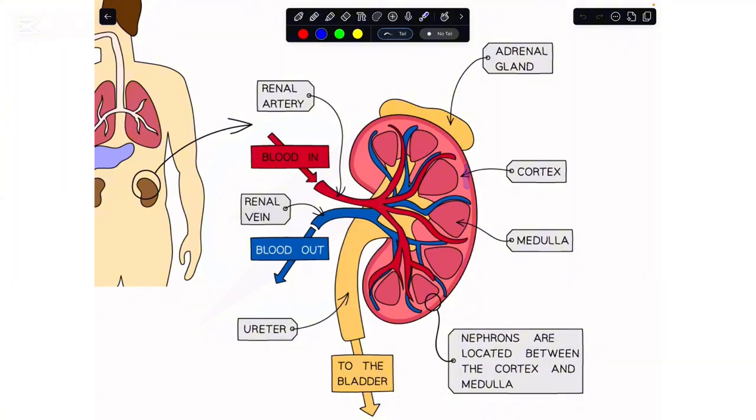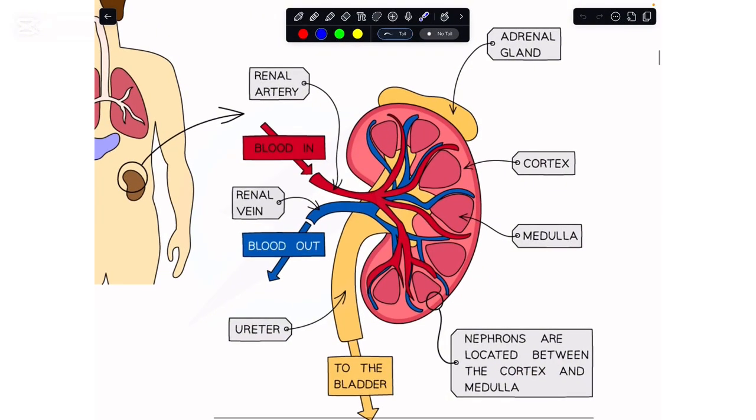And when we go below the cortex, at this point we have the other part of the kidney, and the second part of the kidney is what we call the renal medulla. And you see that at the top of the kidney there is the presence of glands, and these glands are the adrenal glands. And if you look further, the blood is going into the kidneys with the help of the renal artery, and the filtered blood is getting out of the kidney with the help of the vein, and that vein is the renal vein.